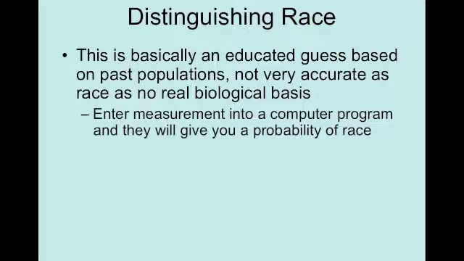There are computer programs out there that scientists use. They take a whole bunch of measurements of the skeleton, plug it into the program, and the program will give you a probability of the race of that individual. The problem is those statistics that the program uses are from past populations, so they don't represent current ones, and it's not far back enough that we can use it for our prehistory remains like we've been talking about.